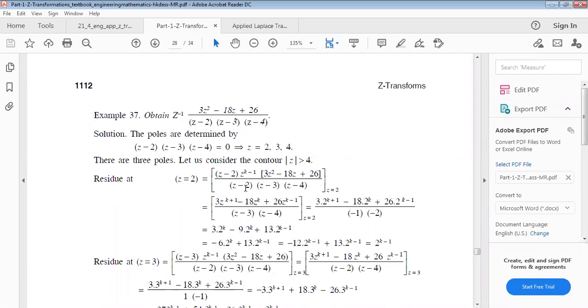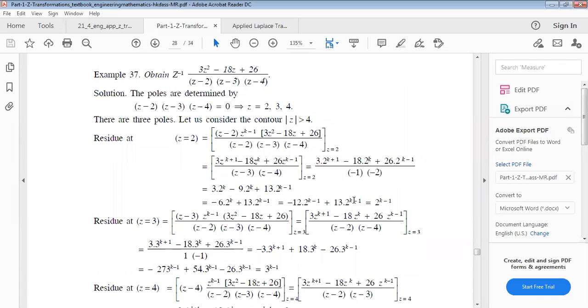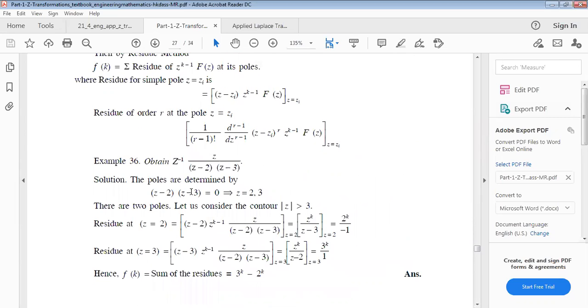be? Just using the same formula, (z minus 2) z to the power k minus 1, the whole function, right? The whole function at z equals 2. Now z minus 2 will be cancelled. So with z minus 3 and z minus 4, putting z equals 2 in the whole function, we get this one, and this will be the whole sequence. Similar process, residue at z equals 3, using this.